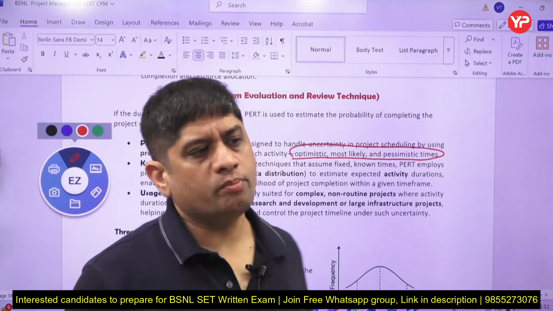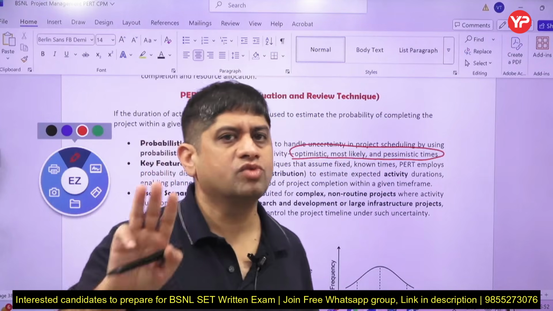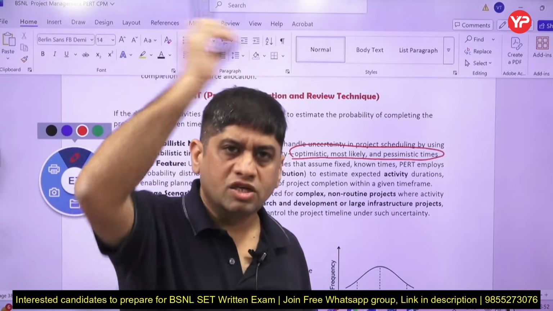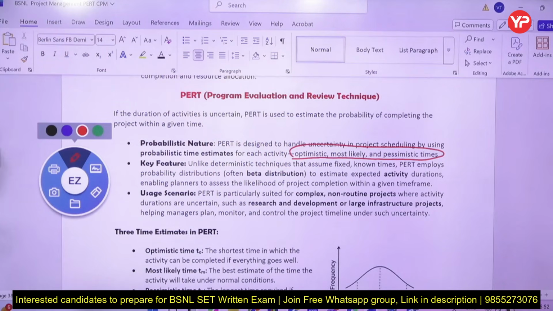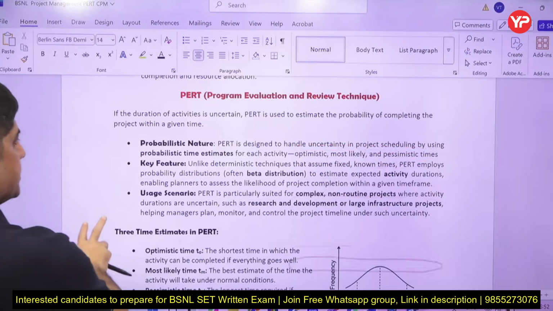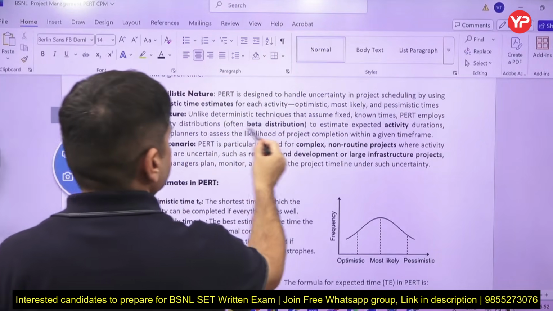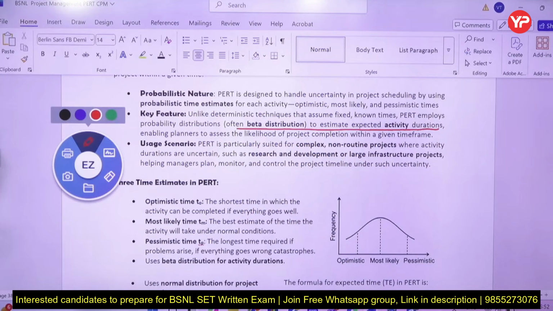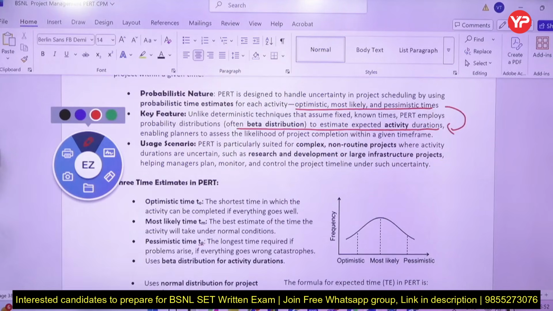So using probability theory you calculate three times in PERT: optimistic, pessimistic, most likely. From these three times you derive the activity time, which in CPM is simply provided to you, deterministic. Now the most important thing: beta distribution is used to estimate the activity duration, but for the project, normal distribution is used. So the time you calculated for each activity was derived using beta distribution in PERT.